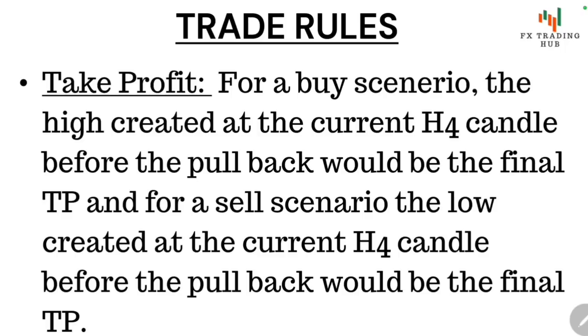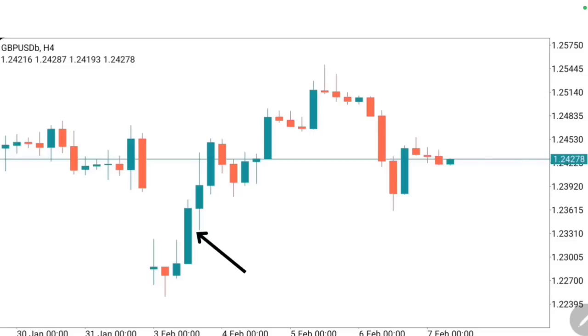All right, so what about the trade entry rules, like the take profit? For a buy scenario, the high created at the current H4 candle before the pullback would be the final TP, just as I've demonstrated a while ago. And for the sell scenario, the low created at the current H4 candle before the pullback would be your final take profit. Now let us see some examples.